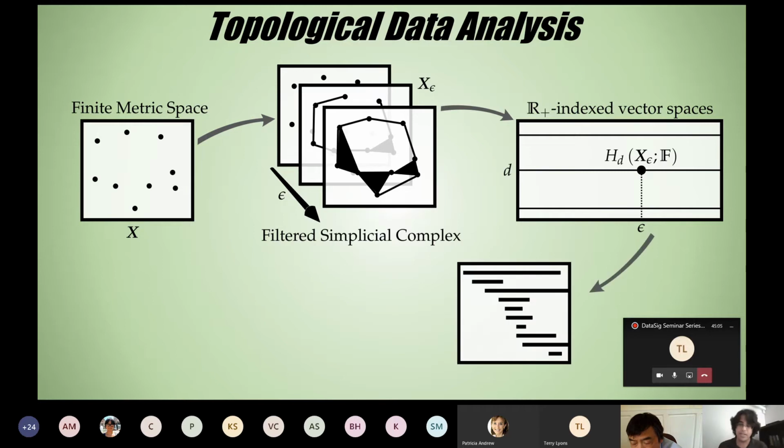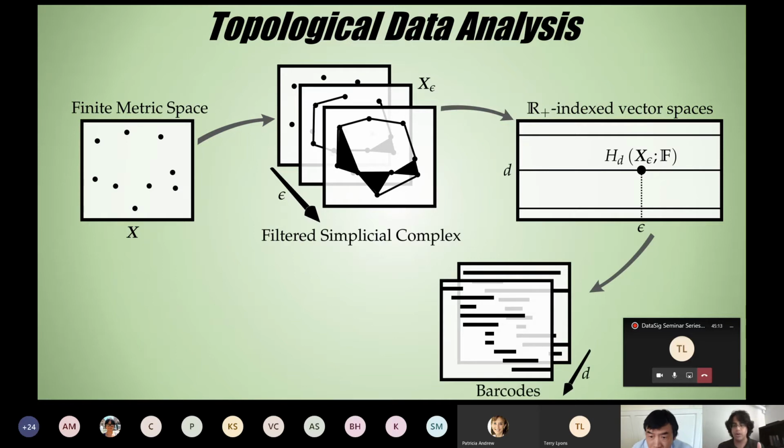Then there's a bit of representation theory, which goes from this sequence of vector spaces in each dimension D to what's called the barcode of X. And I would like you to think of each of these bars as a birth and a death event. So a bar goes from, let's say, 5 to 7. If at epsilon equals 5, a hole was formed, and at epsilon equals 7, some triangles were thrown in that filled up that hole. So it's just a summary of births and deaths that occur in the sequences of vector spaces. So you get one of these in each dimension.